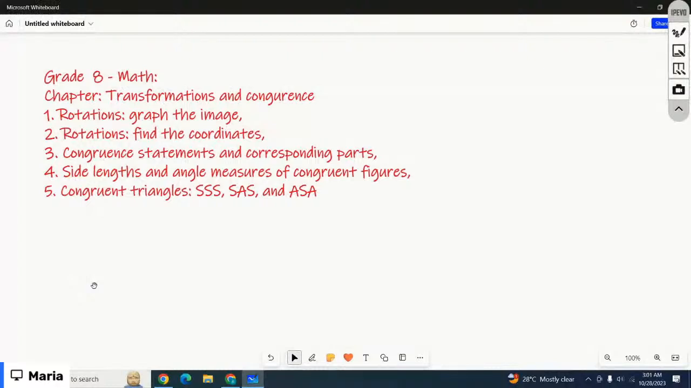We are here for grade 8 math. You can find all the lessons on aplusstudents.com. You have to log in there using your email address and the password provided by the administrator. Then you have to select math from the subject tab.